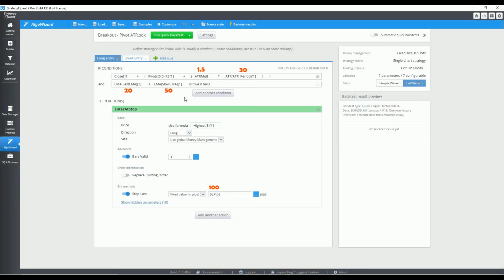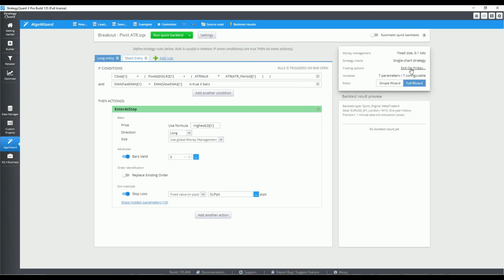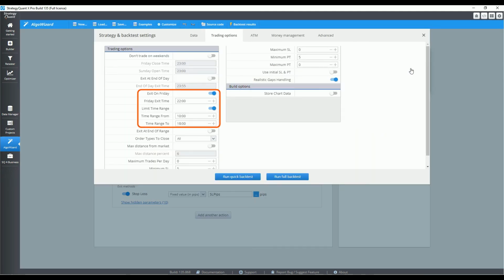I usually parameterize my strategies in case slight optimization is required. I'll calculate the daily pivots at the New York close, so I've input 0 for the start hour and minute. Be sure to use your broker's time zone. The Friday exit and intraday time filter are specified under trading options.